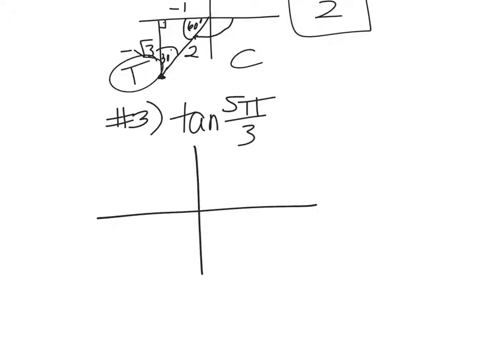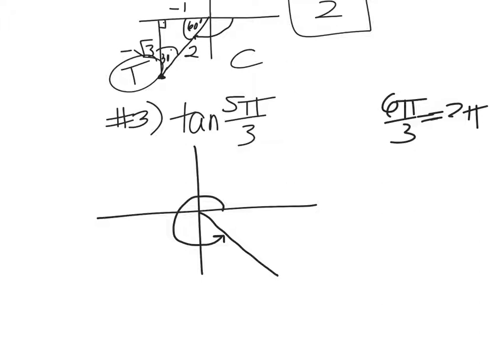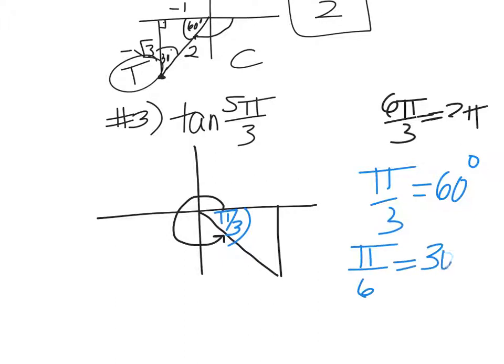5 pi over 3 is almost 6 pi over 3, which is 2 pi. Okay? So 5 pi over 3 is almost a full circle. We're just 1/3 of a pi short of a whole 2 pi. So I would draw my angle over here. I would drop a perpendicular. This reference angle inside of here is going to be pi over 3, and I know that pi over 3 is the same thing as 60 degrees. Remember that, pi over 6 is the same thing as 30.